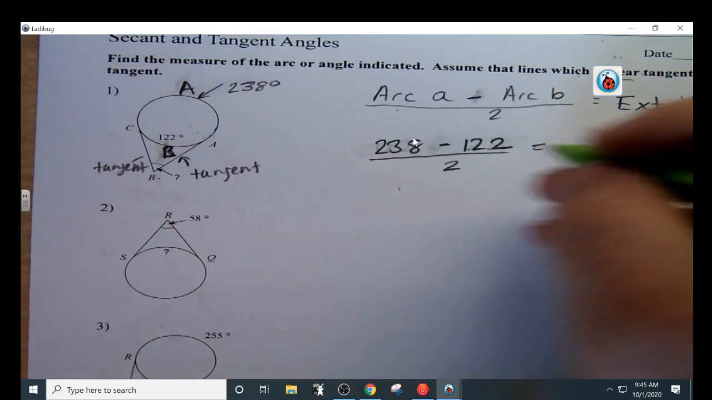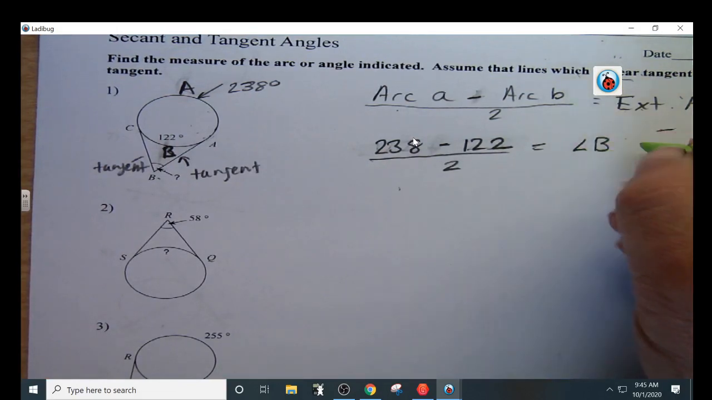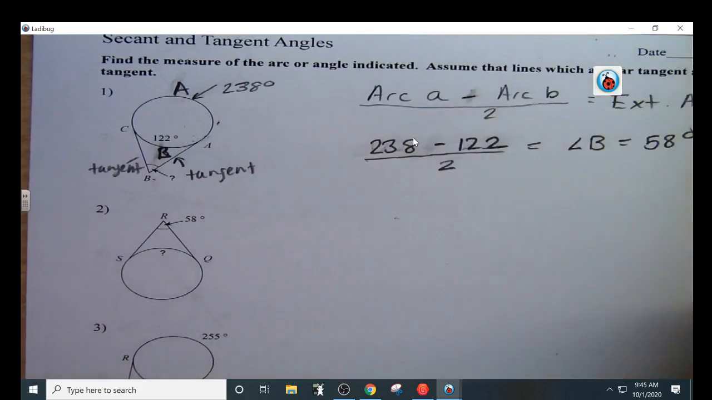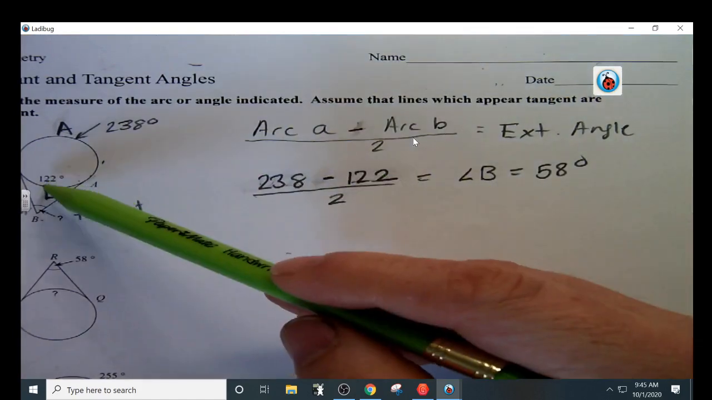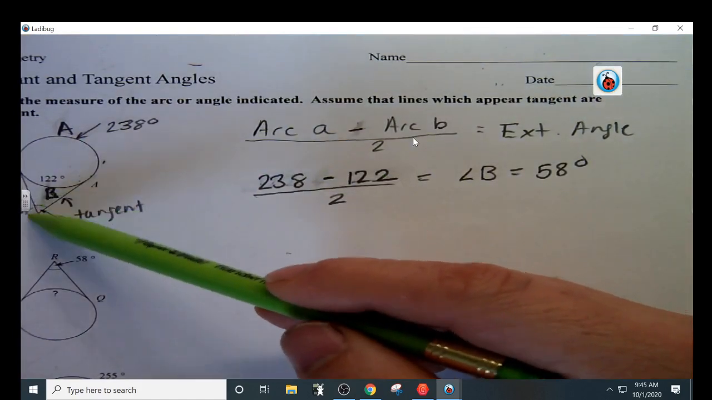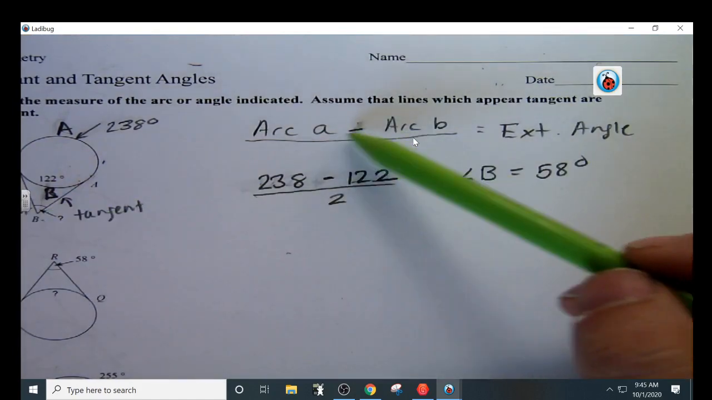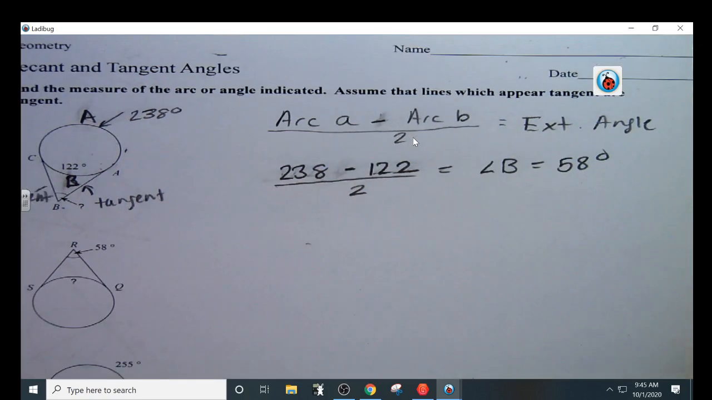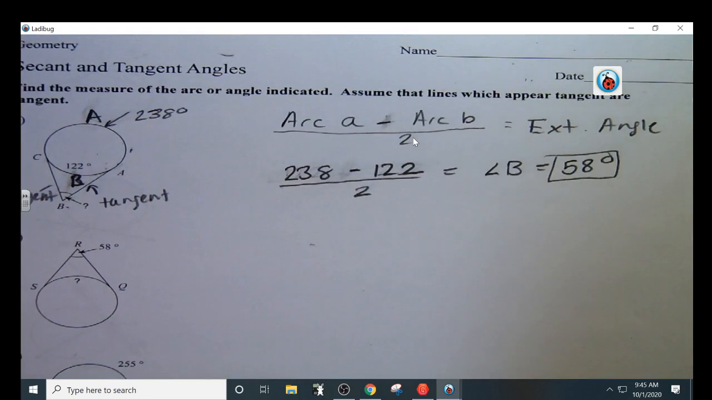So the measurement of angle B is 58 degrees. So guys, that was my fault there. I'm sorry. When you have an outside angle, an external or exterior angle, you're going to subtract the two arcs and then divide by 2. So that would be the answer for number 1.